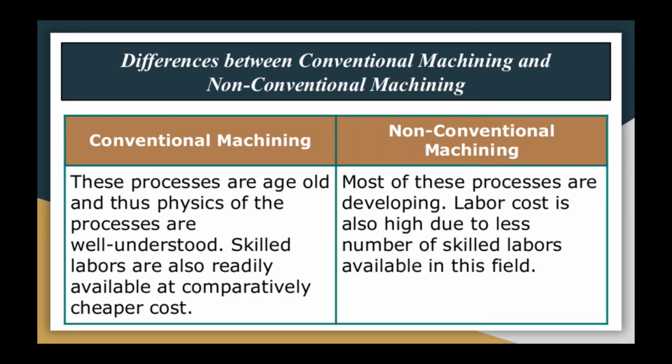Now, another point about conventional machining is that these processes are age old and thus the physics of the processes is well understood. So skilled labor is also readily available at comparatively cheaper cost. This is a general point about the conventional. In case of non-conventional machining, most of these processes are still developing. So labor cost is also high due to the small number of skilled labor available in this advanced machining processes field.